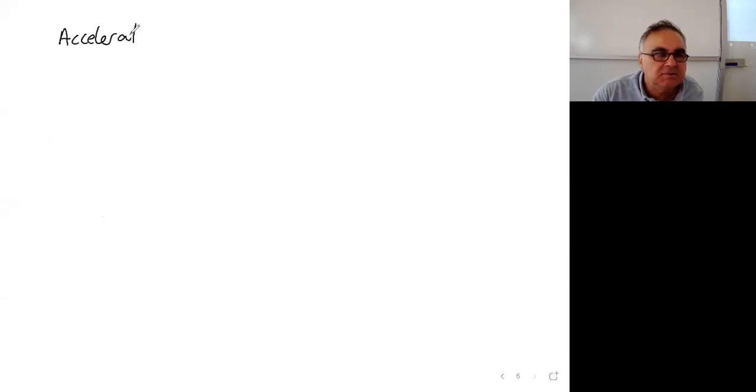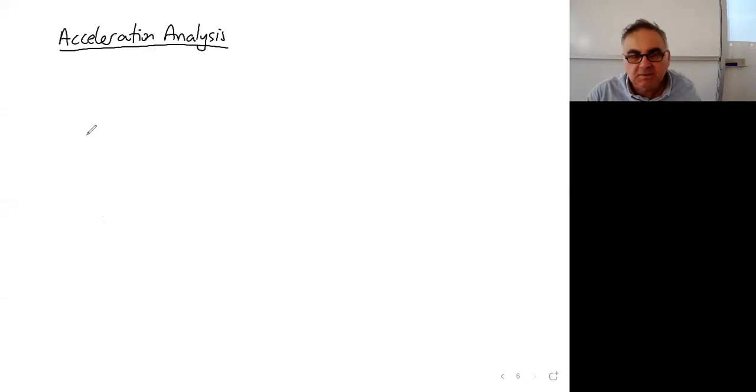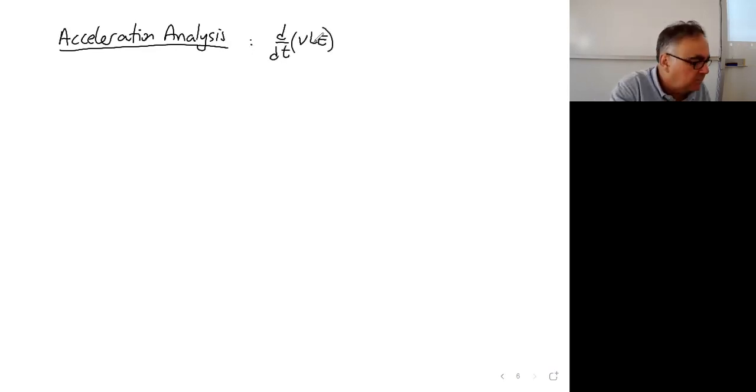Let's keep this in mind. Now, let's go a little bit to acceleration analysis. We will try to obtain accelerations of mechanisms, and to obtain accelerations, it's very simple. In principle, it is very simple. We take the derivative of the loop equation.